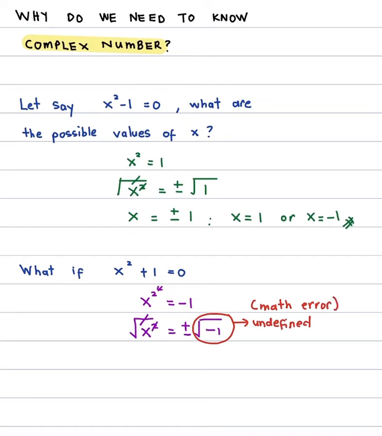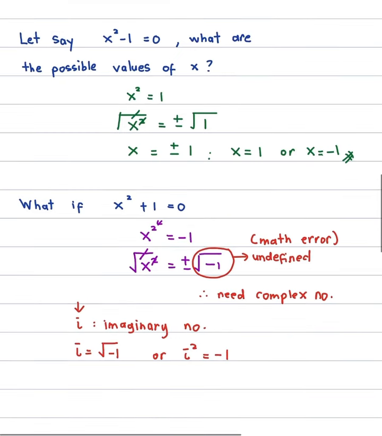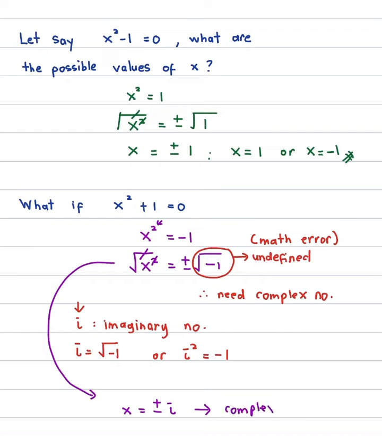So that's where you need the complex number. Complex number is where you're going to have the imaginary number i. This is a new term for you, so this one we call the imaginary number. Basically the property of i is that i equals square root of negative 1, or we have i squared equivalent to negative 1. So if you want to answer this question, your x is equivalent to plus minus i. Now this gives you a complex solution.